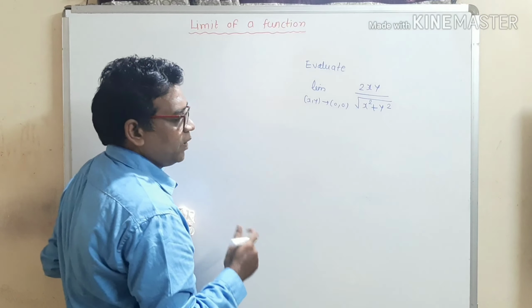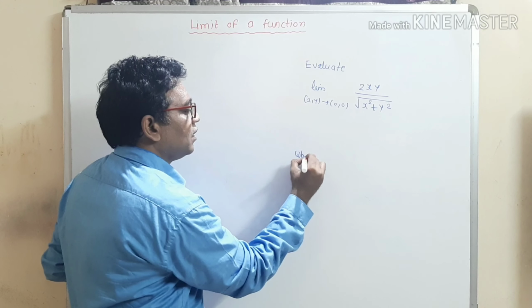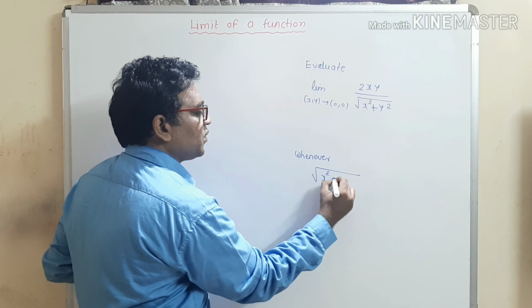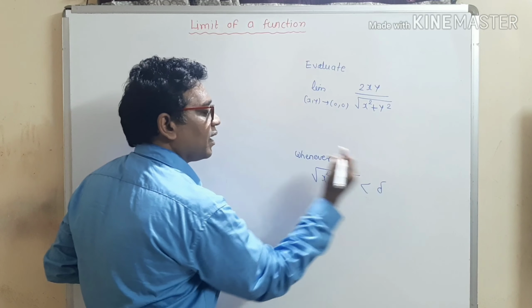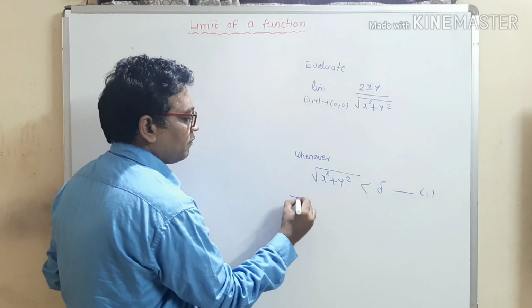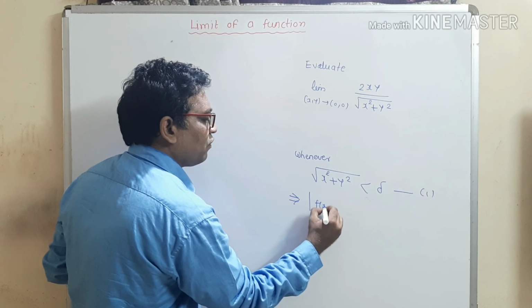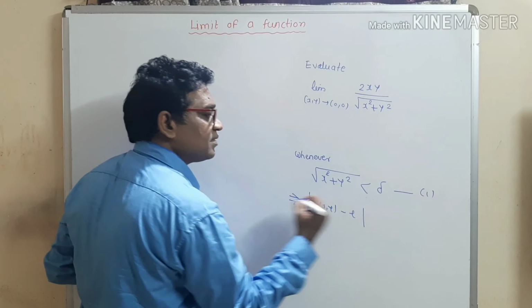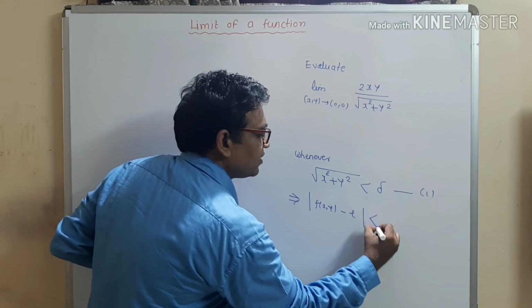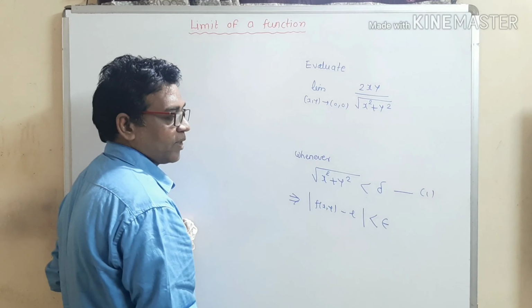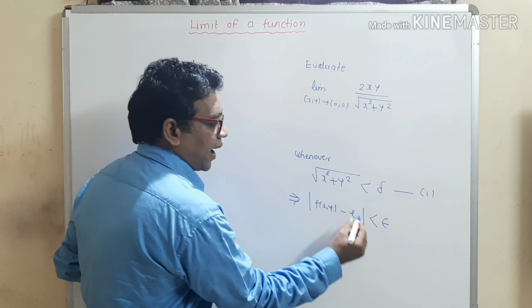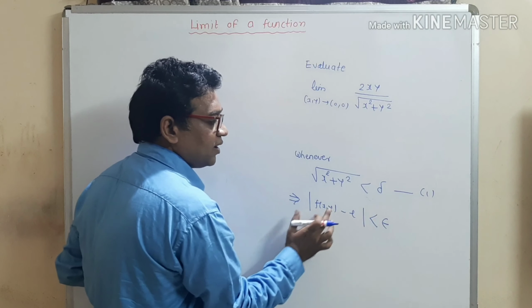Now what is the definition of limit? This is the definition. Whenever √(x² + y²) < δ, use this and we want to show that the value of |f(x,y) − L|, find this modulus and show that it is less than ε. If we prove that this modulus is less than ε, then according to the definition, this L is called the limit.